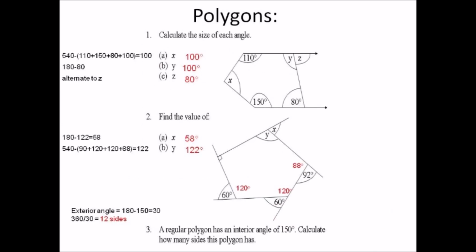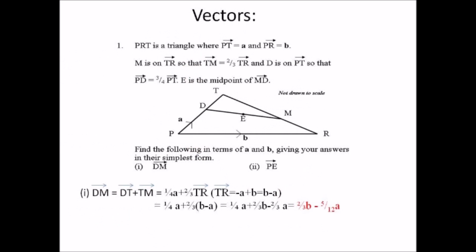Polygons, and first one was x is 100, y is 100, z is 80. Number 2, x is 58, y is 122. And for number 3, the exterior angle, and you have to find the number of sides, was 12 sides. Look at the working, and it'll show you exactly what I did for the polygons as well. Okay, no tricks involved. You just work from what they give you, and then you should be able to work the angles out.